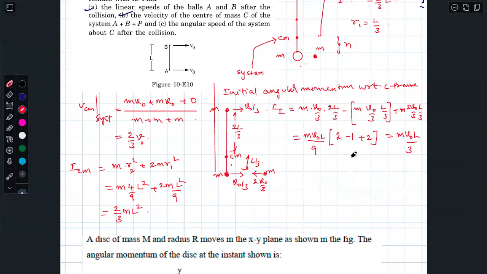MV naught L by 3. That is L initial. L final is ICM omega, simply. So MV naught L by 3 is 2 by 3 ml square omega. Any doubts on this? Any doubts on this? Hello?